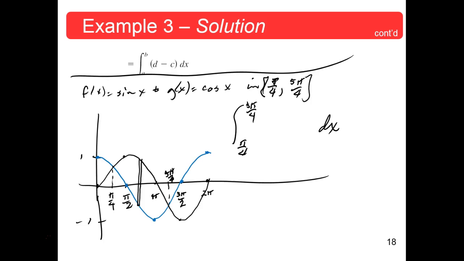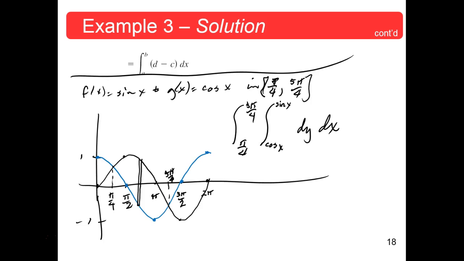The y's are going from cosine x to sine x. The lower one is cosine x, the upper one is sine x, and that's going to be your dy. There's no integrand in the middle because we're just integrating the area. We're not evaluating something that has a surface in there, just the area.